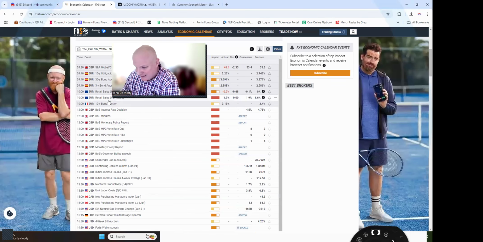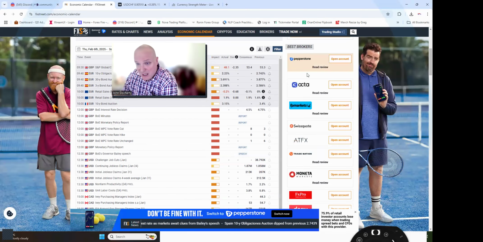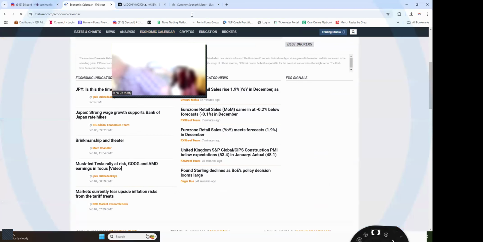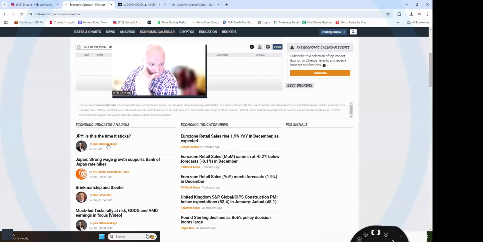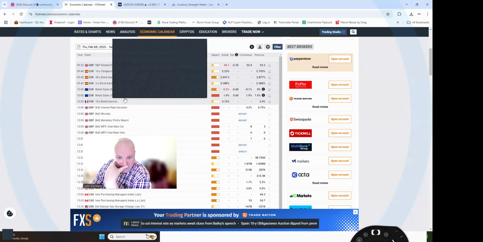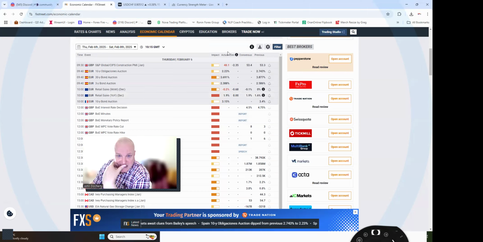Yes, as retail sales at 10 o'clock. The time is now 10:15. So this red folder news on here, the actual is 1.9, the previous was 1.6. So it's gained on the sales. That's good for the euro, to be fair.